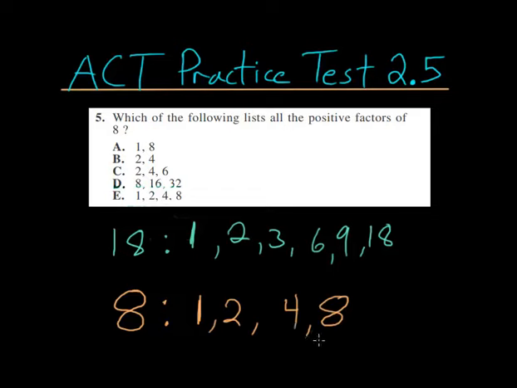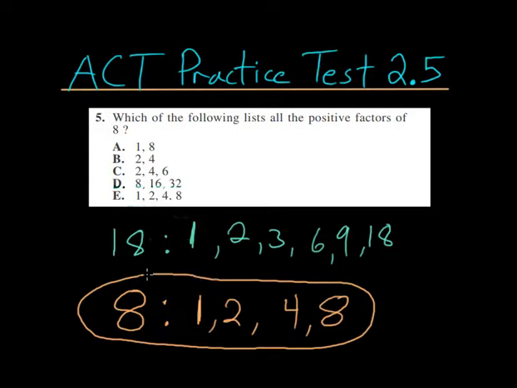Now we can move up to 3, but 3 does not go into 8 evenly, so 3 is not a factor. The next number is 4, which we already know is a factor, so we can stop there. So right here, 1, 2, 4, and 8, these are the only positive factors of 8. And you can see choice letter E here would be the correct answer.